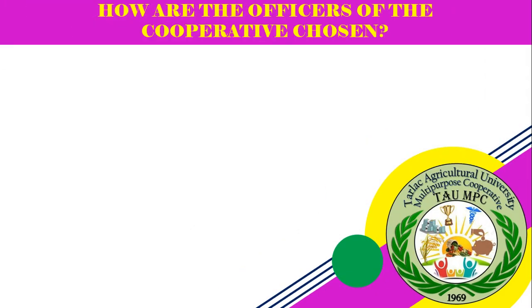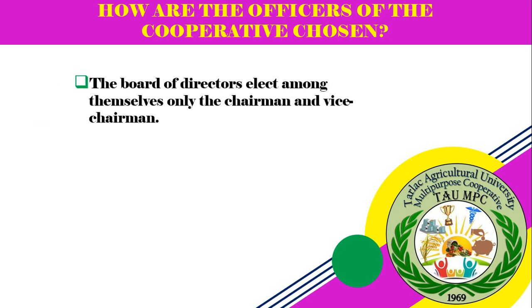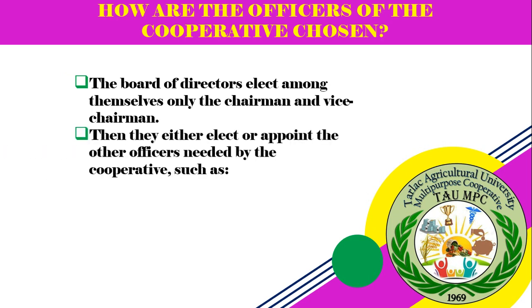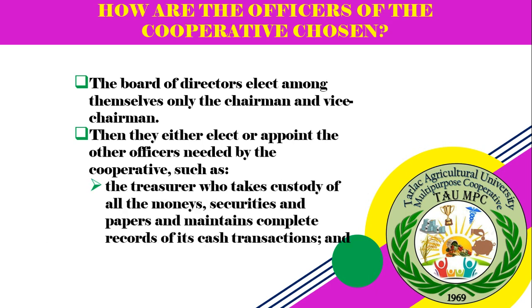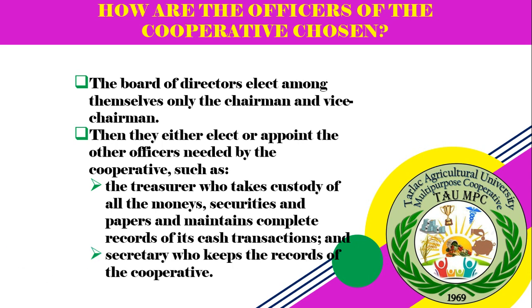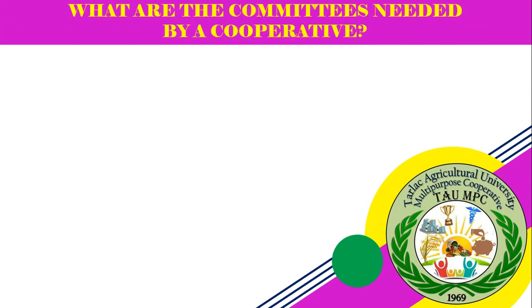How are the officers of the cooperative chosen? The Board of Directors elects among themselves only the chairman and vice chairman. Then, they either elect or appoint the other officers needed by the cooperative, such as the treasurer, who takes custody of all the monies, securities, and papers and maintains complete records of its cash transactions, and the secretary, who keeps the records of the cooperative.